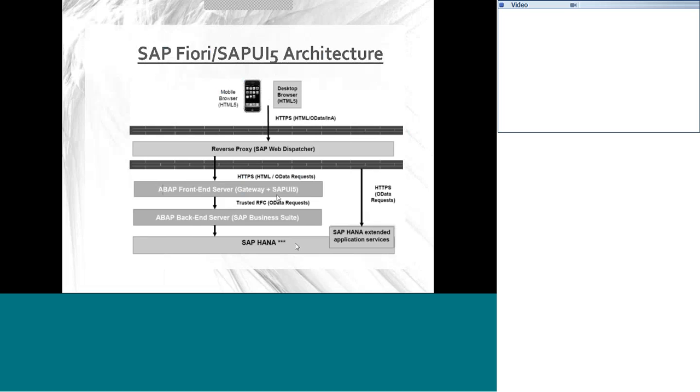If SAP HANA is working as a database, then it would be under the SAP backend server, which would again be a NetWeaver. Then there can also be another front-end server, also NetWeaver, but it would have the Gateway plus the SAP UI5 component installed. Most people do not really know that SAP already has a server by the name of SAP Web Dispatcher, and that's where this reverse proxy, SAP Web Dispatcher, comes in.